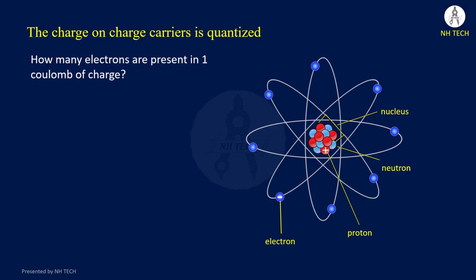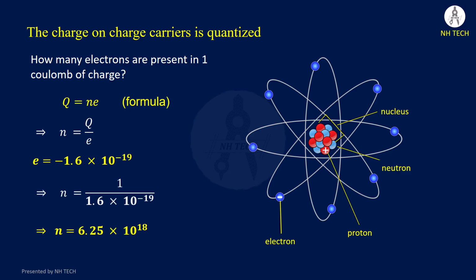Now, let's solve a small question. How many electrons constitute one coulomb of charge? Using the formula Q = Ne, where Q is one coulomb and e is the charge of one electron, we find the answer, approximately 6.25 x 10^18 electrons.